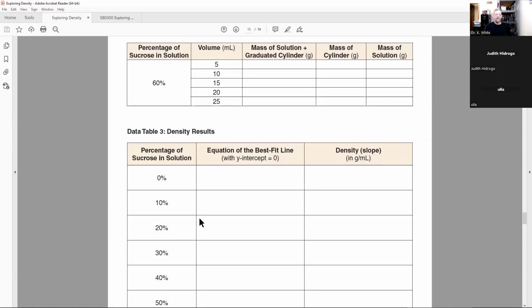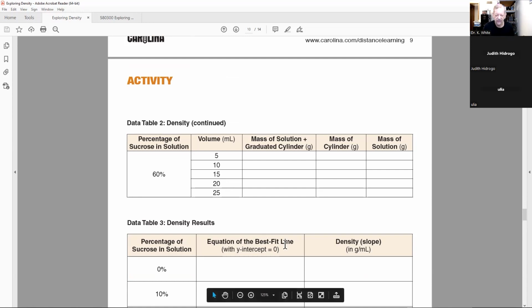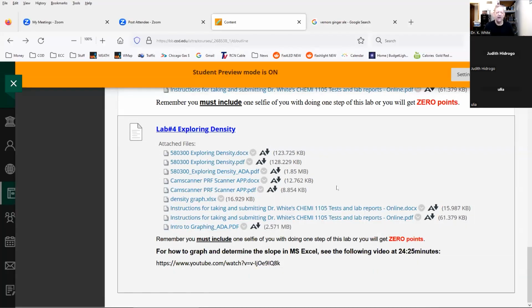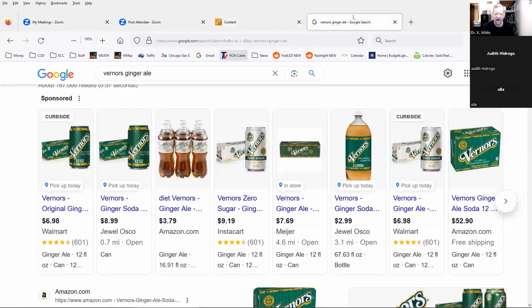Now, for table 3, you need to find the density of each solution, which means you've got to graph that. And if you look at lab 4, you'll see here how to graph and determine the slope in Microsoft Excel. See the following video. Notice at 24:25. You can watch most of it because you'll see me do the same lab again. And let's go look at that video right now.